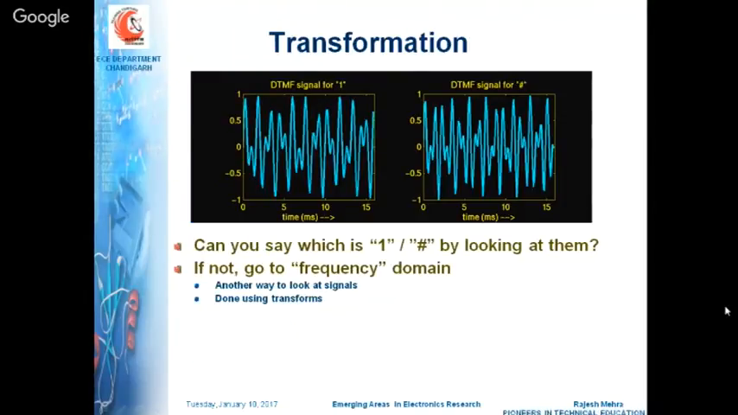Transformation means you have your signal in one form, and there is a need to convert that signal from one form to another form. I will give you one example of this. What is the need of transformation? First one is this one. If you look at these two waveforms and try to analyze them, I think you can understand it is very difficult to analyze. You can't give any analysis of these two waveforms.